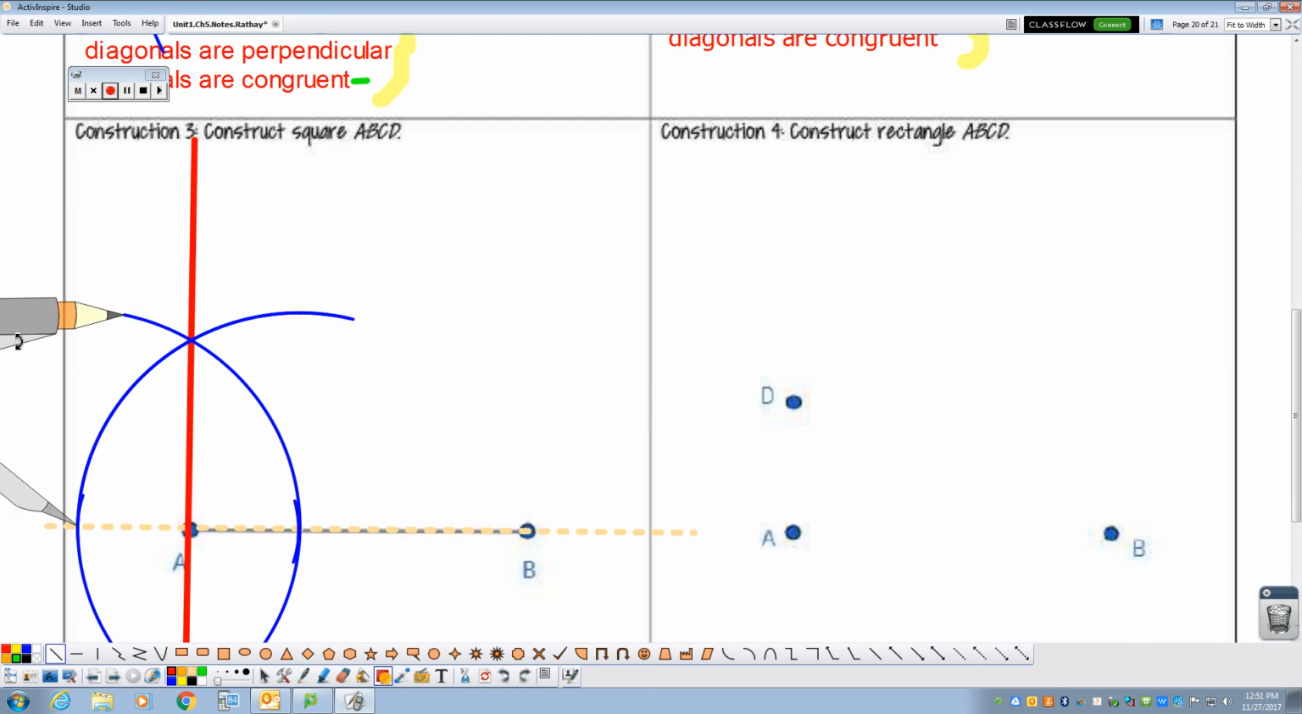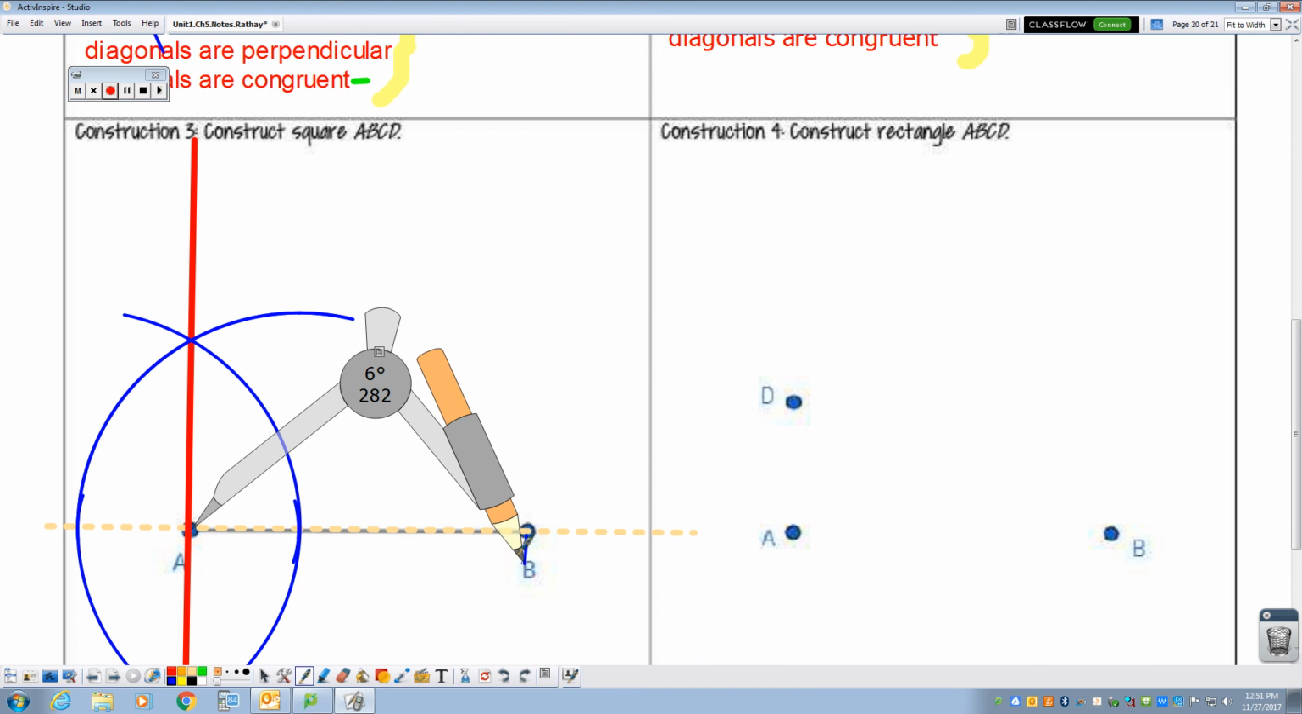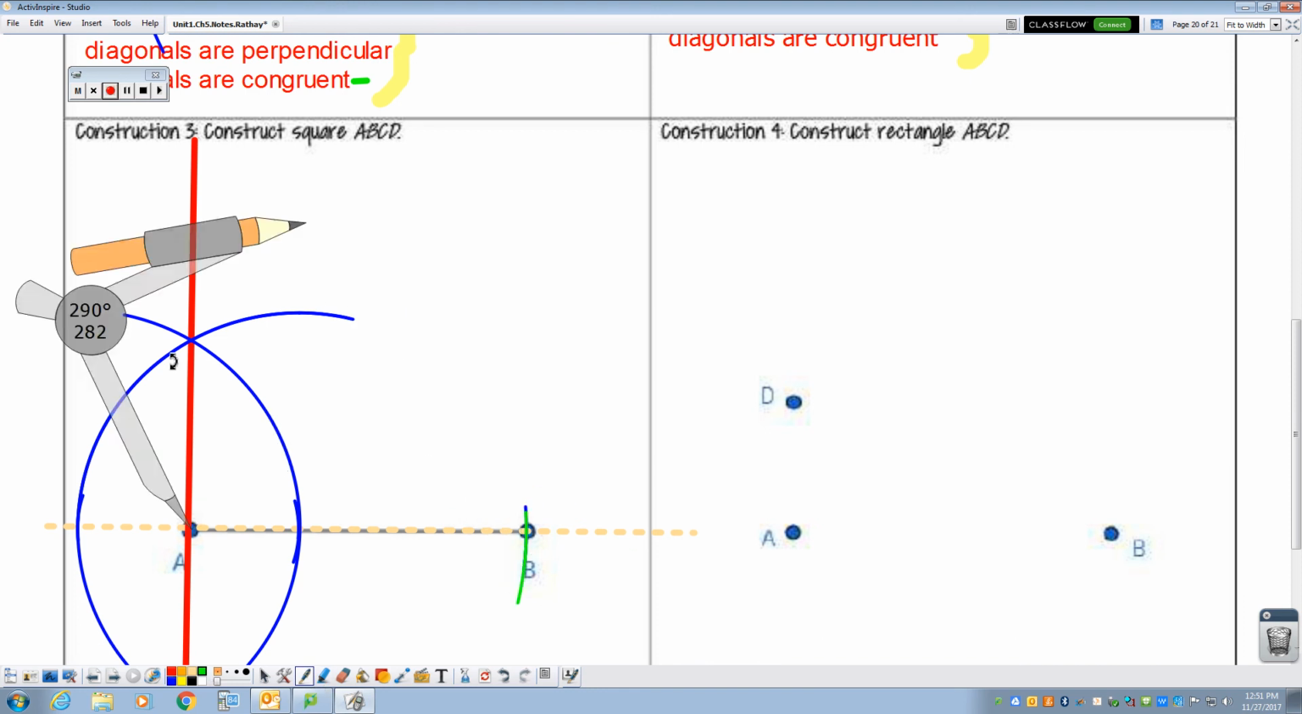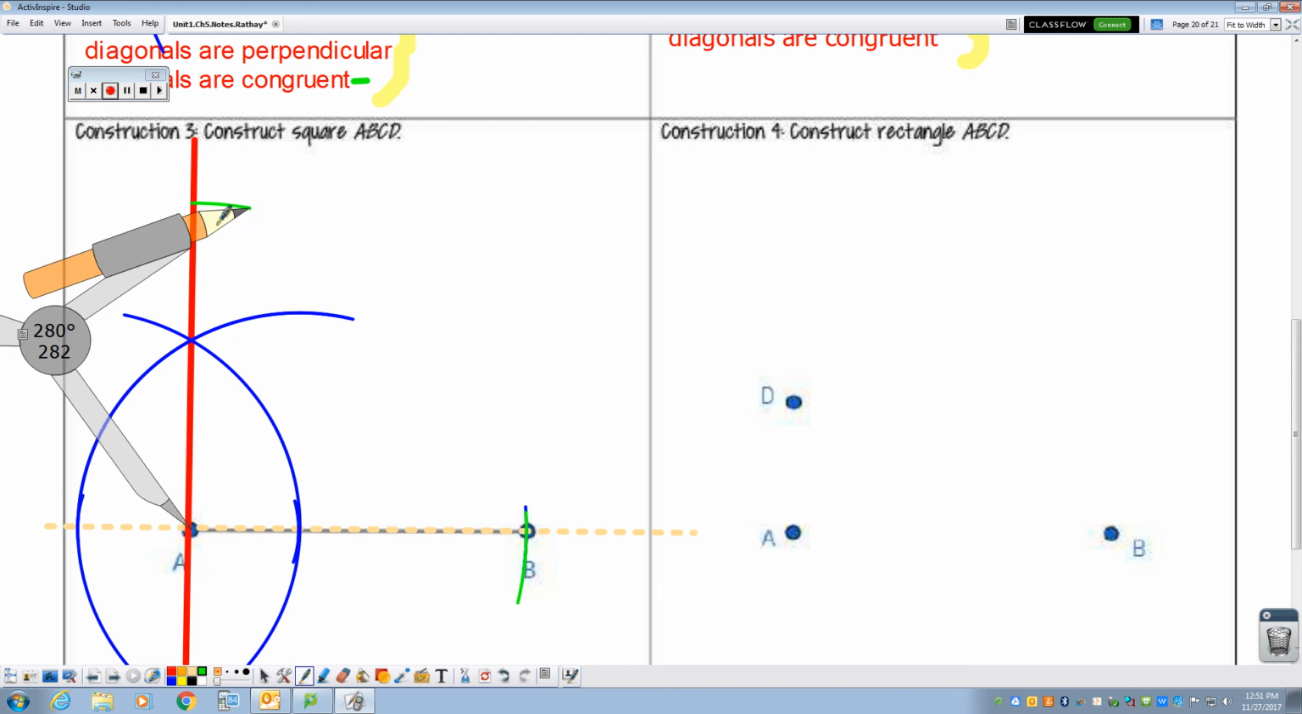Now to find out where the length goes, this part's not too bad. We just measure the length of AB. There we go. And our vertical side has to be the same length. So I'm going to copy that measurement right here. And that's going to be one of the points on my square.